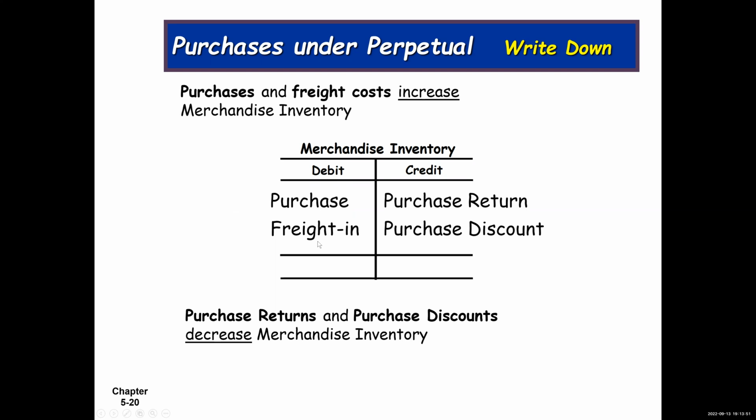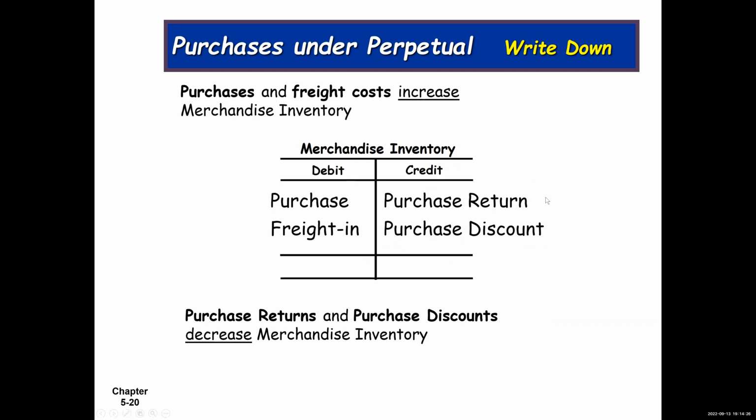But it's also going to increase by freight in, the cost of bringing that merchandise to your place of business. So it's not going to be freight in expense. You're not going to expense the freight charges. The freight charges are going to add to the cost of the merchandise. So if you pay freight, you're going to debit merchandise inventory. Keep that in mind. Now, what reduces inventory? Well, yeah, if you sell it, that's going to reduce it, but we don't even show that here. But these are the 2 things I want you to remember.